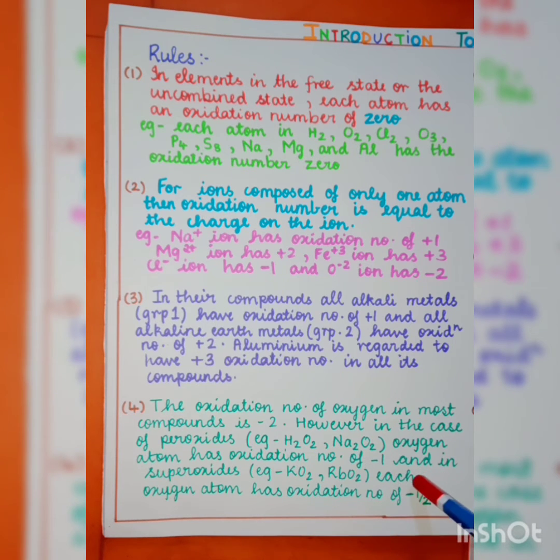So as we learned in rule number 4, that oxygen atom has oxidation number minus 2, but in the case of peroxides, it will have an oxidation number of minus 1, and in the case of superoxides, it will have an oxidation number of minus half. So these are some exceptions which we have in oxidation number of oxygen. I hope you've understood them. So I will now move on to rule number 5.